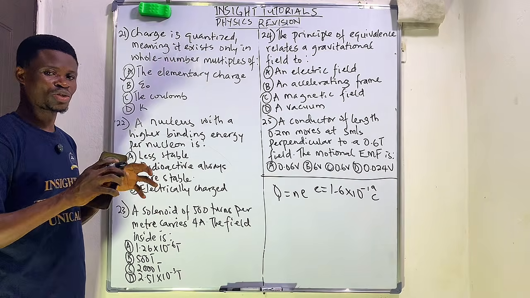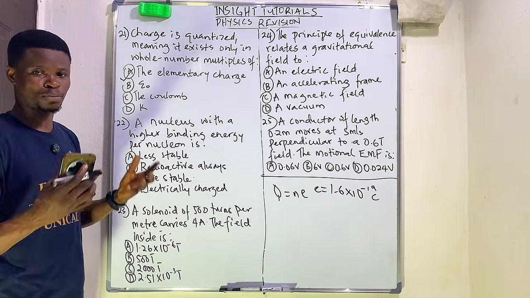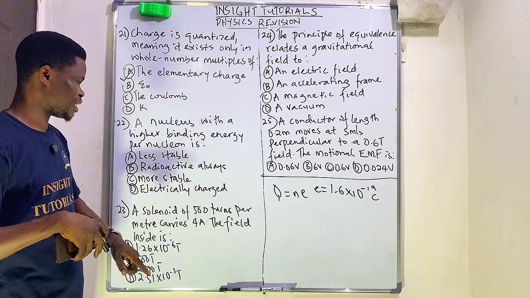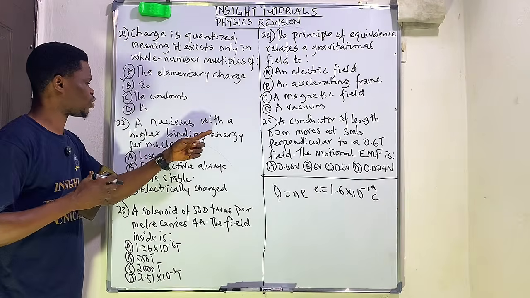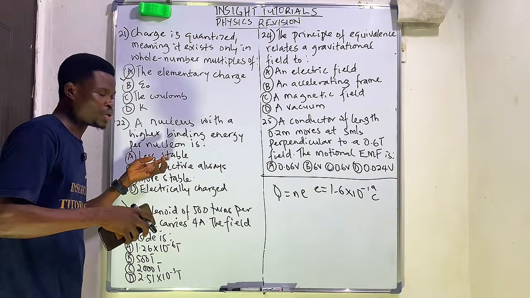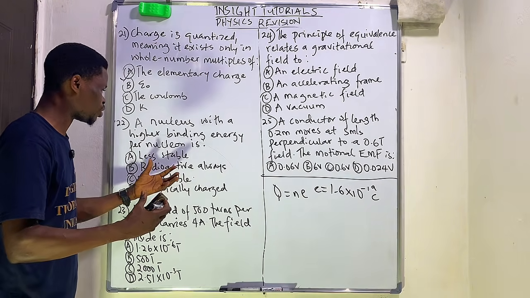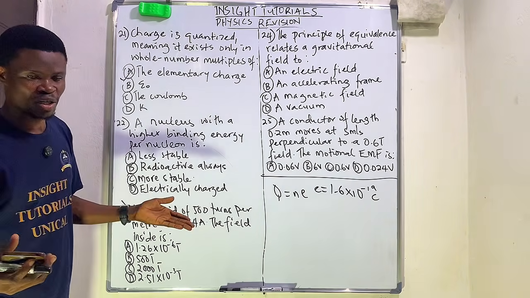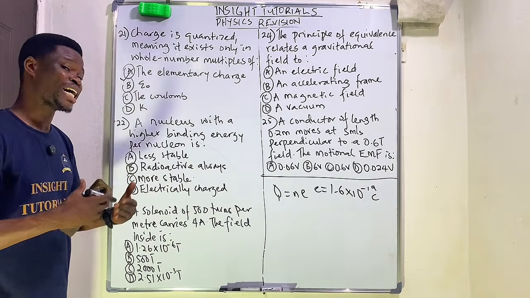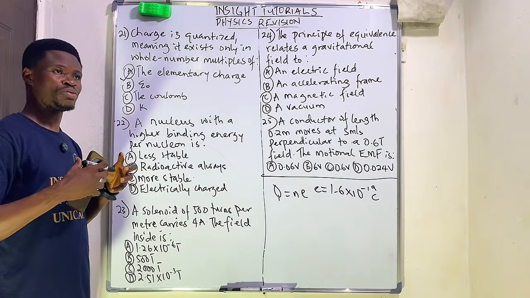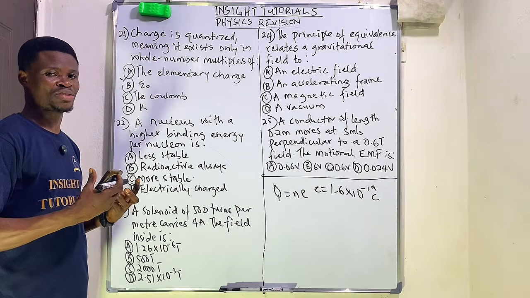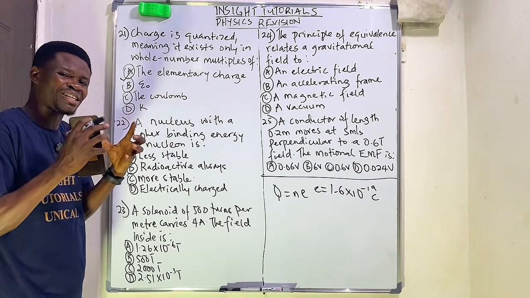Now, a nucleus is made up of neutrons and protons. So the energy you need to separate them into the individual constituents is referred to as the binding energy. Now they ask us a question: if a nucleus has a higher binding energy per nucleon, remember, this is the energy required to break the nucleons, what is the state of the nucleus? Is it less stable, is it radioactive always, or is it more stable, or is it electrically charged? Now it happens that when a particular nucleus requires a higher binding energy to break, it means that it is very stable, or actually tightly held together.